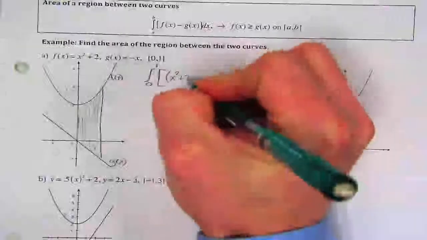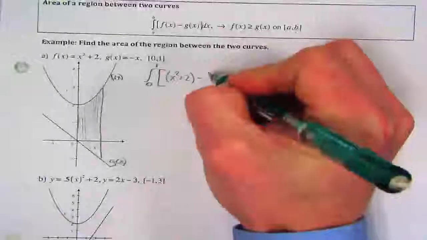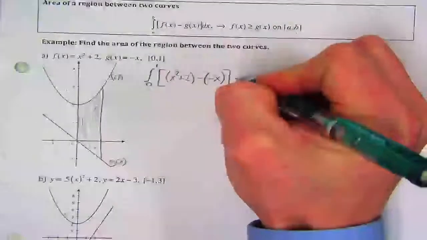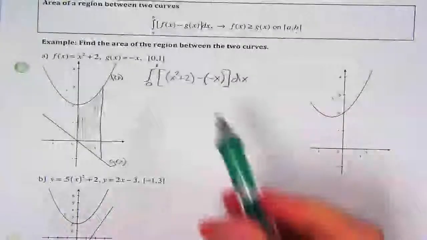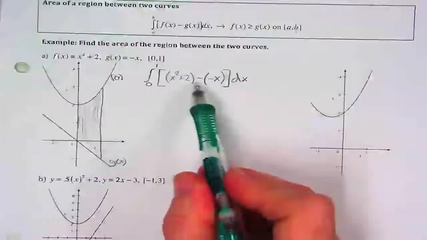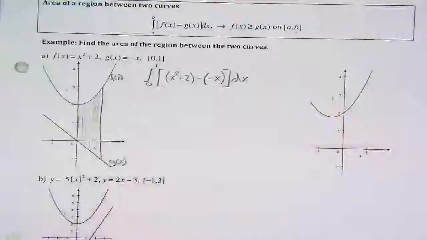of x squared plus 2 minus negative x dx. Now notice I put my second function in parentheses. You don't really have to put your first function in parentheses. Okay?